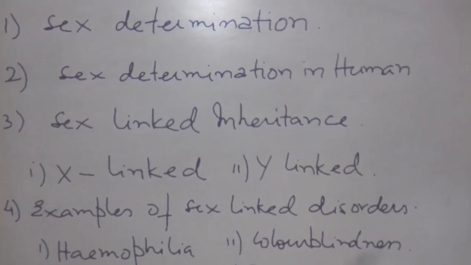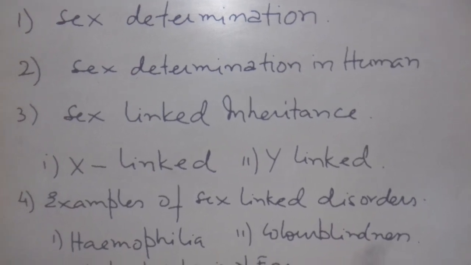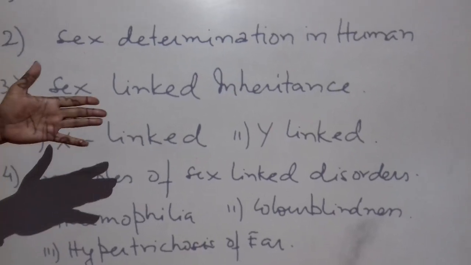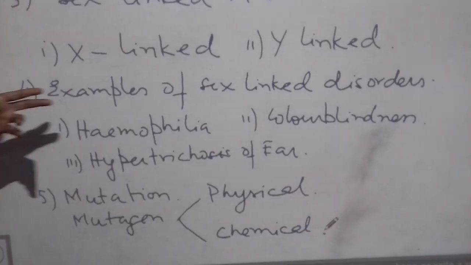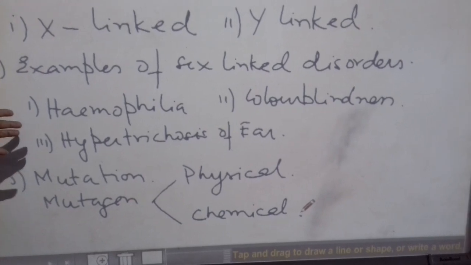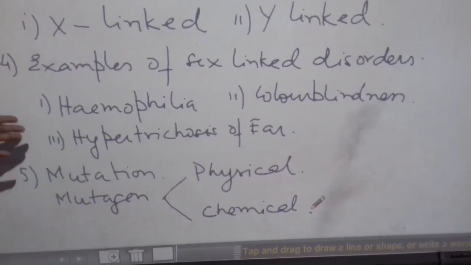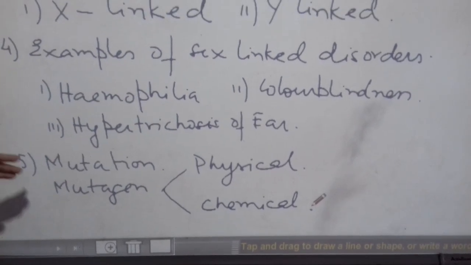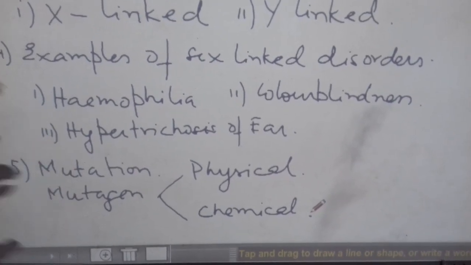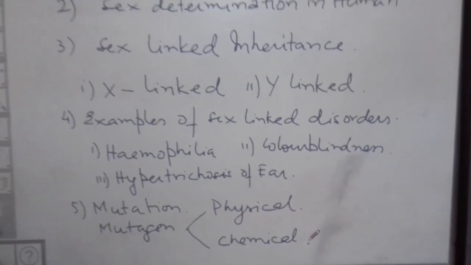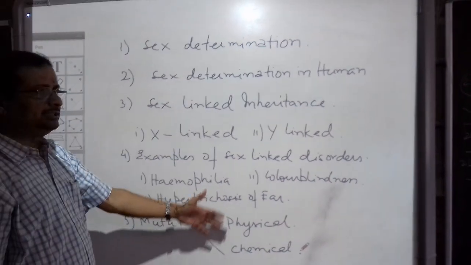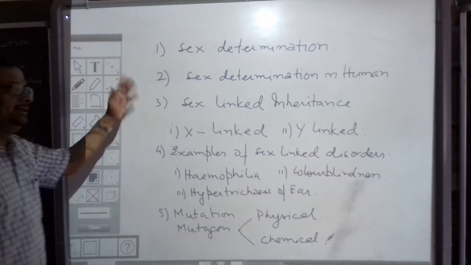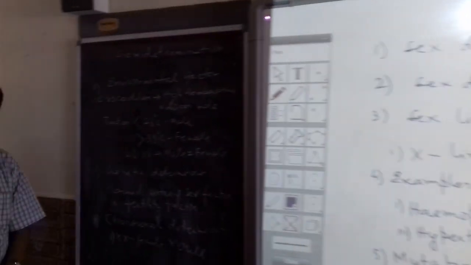Second is sex determination in human beings. Third, sex-linked inheritance, like X-linked inheritance and Y-linked inheritance. Examples of sex-linked disorders like hemophilia and color blindness. Third, hypertrichosis of the ear, which is Y-linked. Mutation: what are mutagens? A brief introduction to that. What are physical mutagens and chemical mutagens? Examples. Now, let us begin with sex determination.